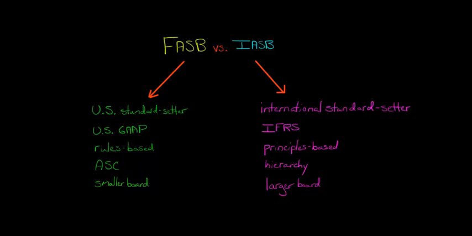In this video, we're going to compare the Financial Accounting Standards Board, or FASB, to the International Accounting Standards Board, or IASB. So the FASB is the standard setter that creates generally accepted accounting principles for companies in the United States. The IASB, on the other hand, is the international standard setter, and it creates and issues international financial reporting standards that are followed by companies in more than 100 countries.